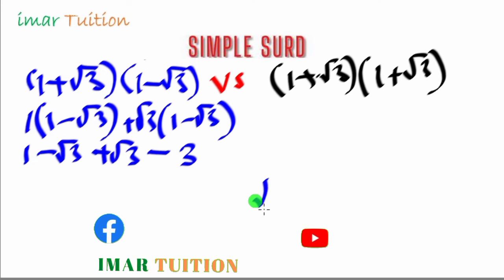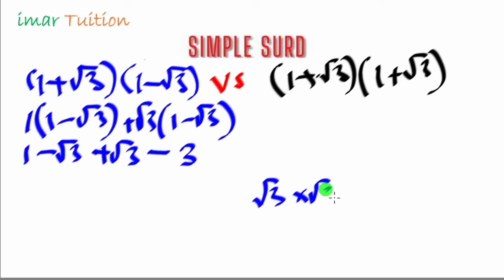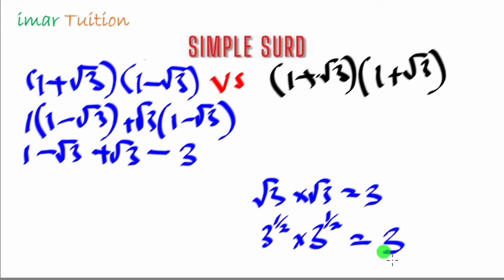How did that come? Root 3 times root 3 is equal to 3. How? Root 3 here is 3 raised to the power 1 over 2 times 3 raised to the power 1 over 2. From the law of indices, if you recall, if you have these two bases to be the same, you add the powers. 1 over 2 plus 1 over 2, half plus half, is equal to 1. 3 raised to the power 1 is just 3. That's how we got root 3 times root 3 to be equal to 3.